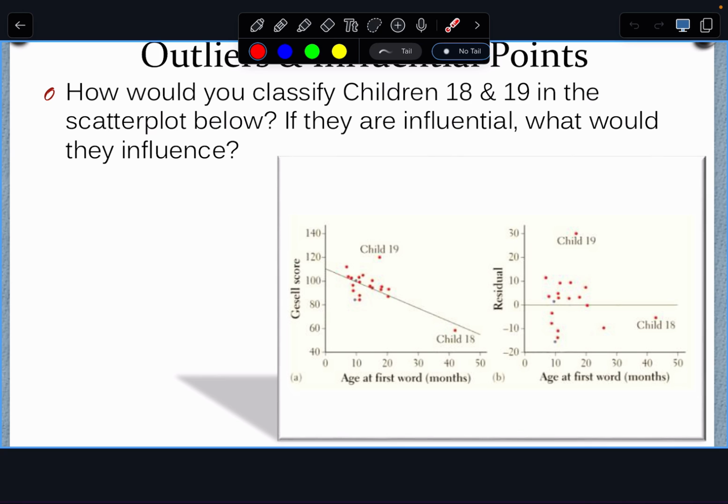Now, as far as child 18, how would we classify that? So influential, but what type of influential point? High leverage or outlier? High leverage. Now, is this a high leverage that's off the beaten path or high leverage in line? Kind of in line, right? If we think of the overall, more like the majority of the data looks like a slightly negative association. Okay, so this is going to be in line with the rest, so high leverage.